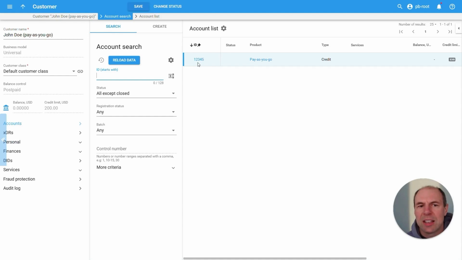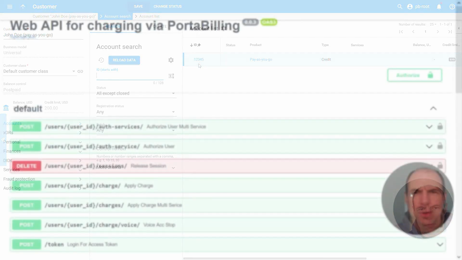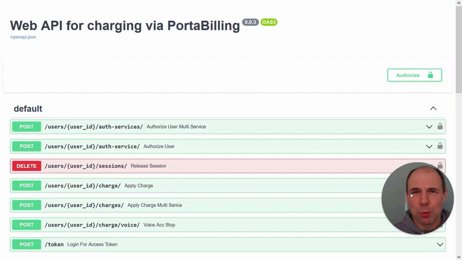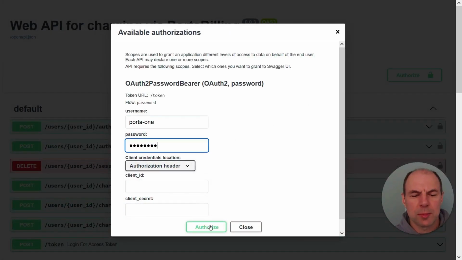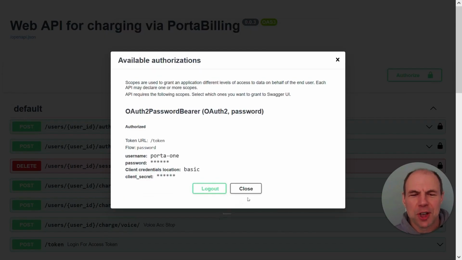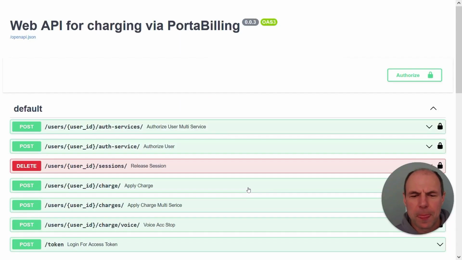as an account identifier. And to see how our charging is going to work, I'm not going to wait while I'm driving to the charging station. I'm going to use this web interface, which provides documentation about the REST API for charging to PortaBilling, and we can also test method execution right here from the web interface. First, let me log in, because we don't want some strangers to send charging data to our platform.